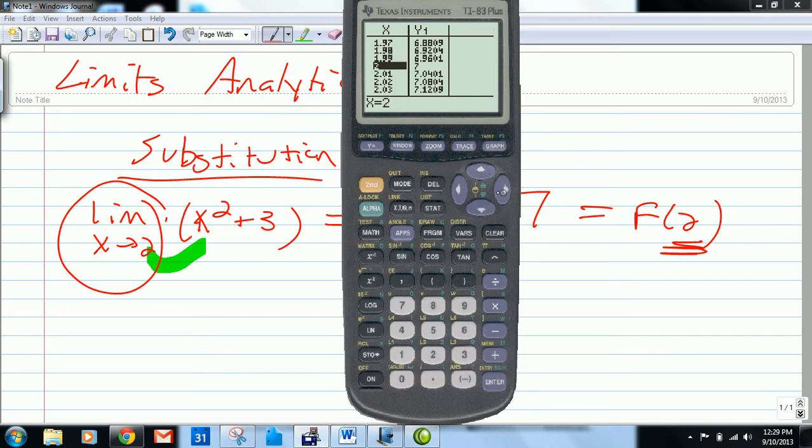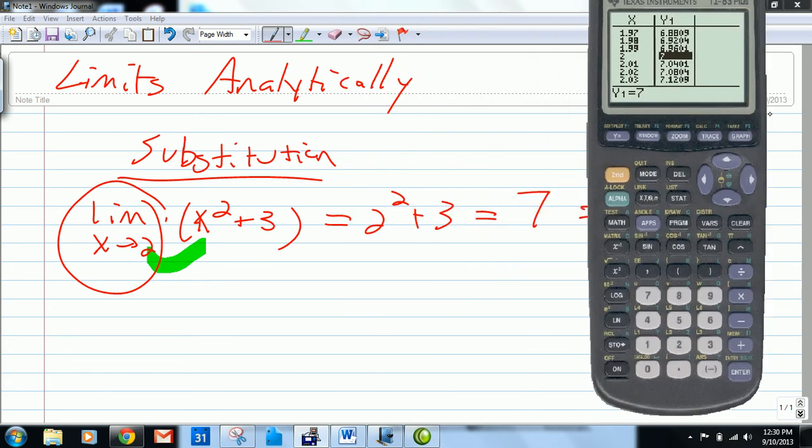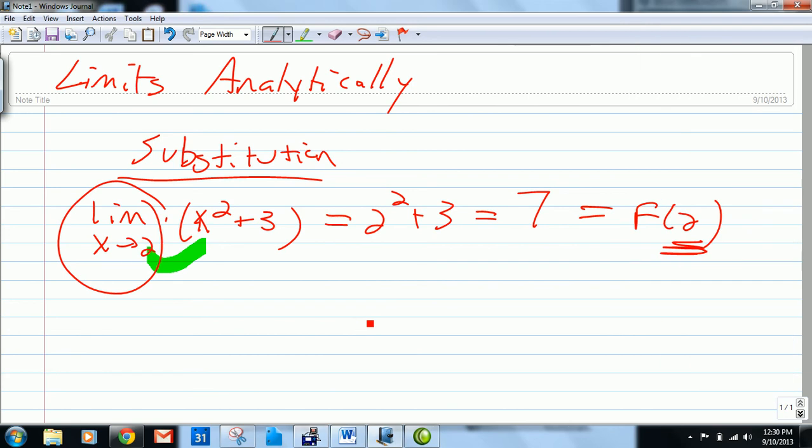And of course, this number here is what we're using when we use a substitution method, f of 2. By substituting, we get 7. And 7 is the value at 2, but it's also the behavior of the function around 2, the limit. Okay? How about this problem?